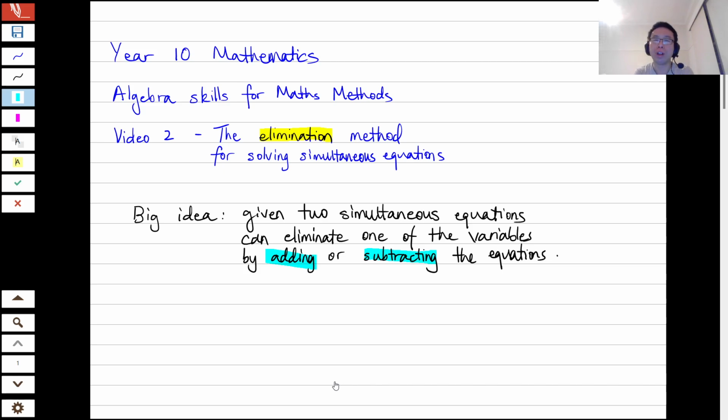However, we're not always going to want to use the elimination method. We only really want to use this method when it's advantageous to add or subtract the two equations so that we can get rid of one of the variables. And I think that it's best to illustrate this with an example. So let's do that.